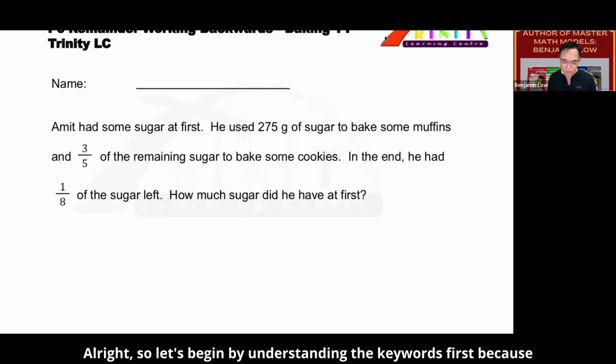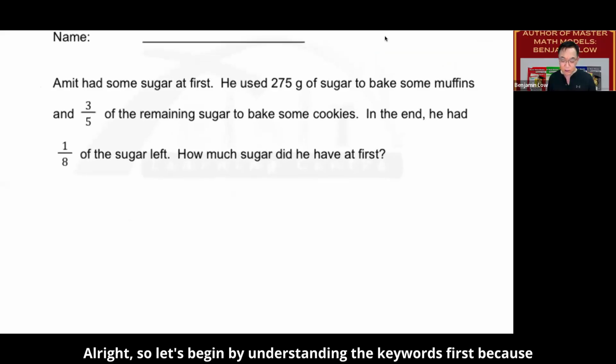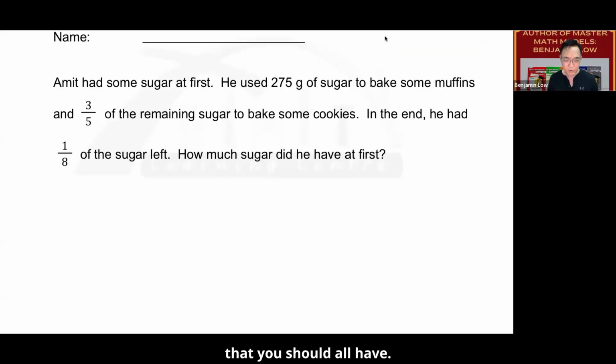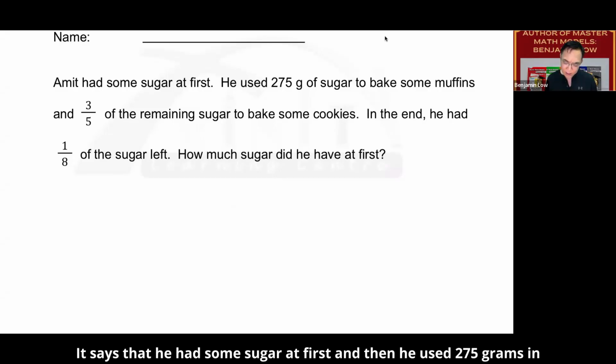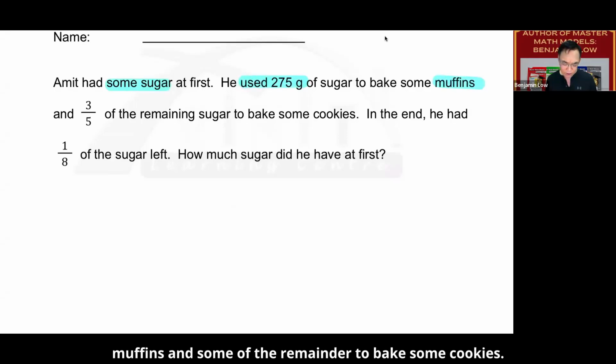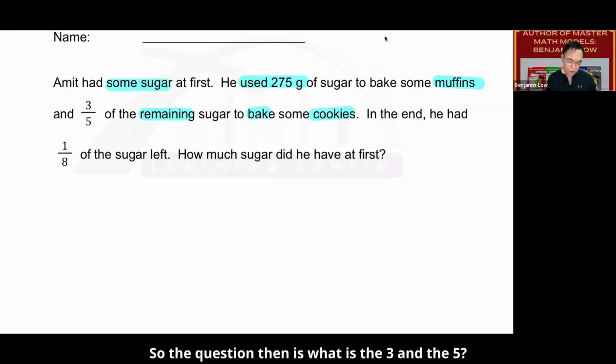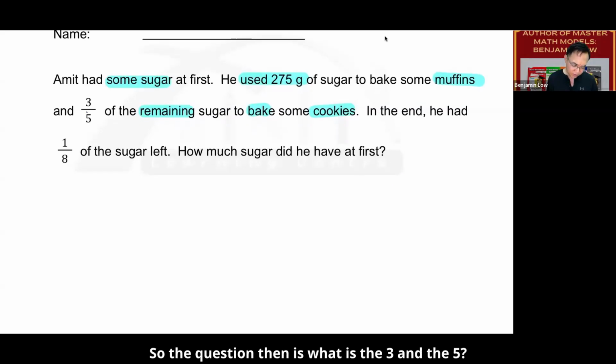Let's begin by understanding the keywords first, because that is the habit that you should all have. It says that he had some sugar at first, and then he used 275 grams in order to bake some muffins and some of the remainder to bake some cookies. So the question then is, what is the 3 and the 5?